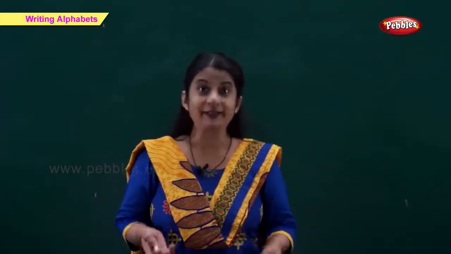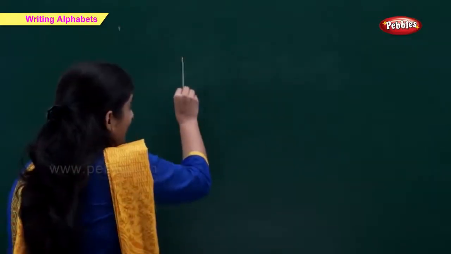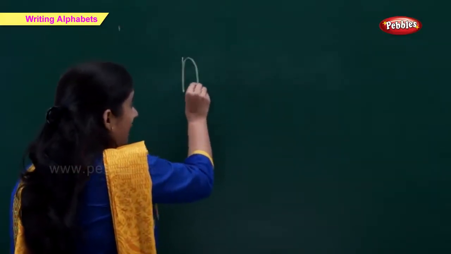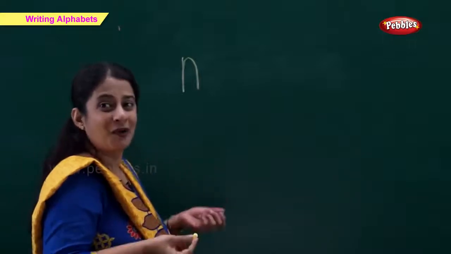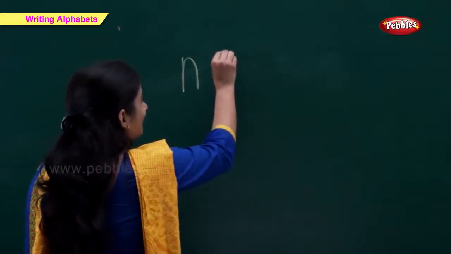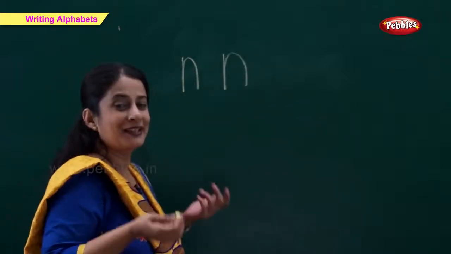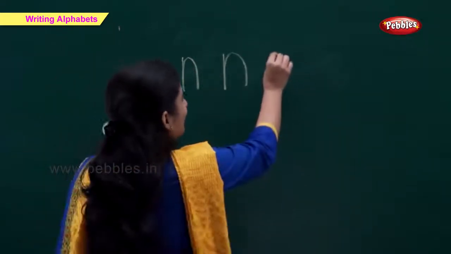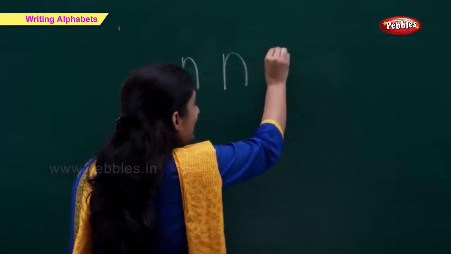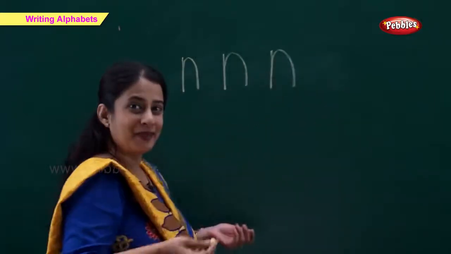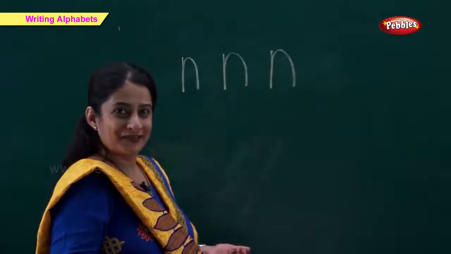Now we will write N. Small n. Standing line with one curve makes small n. Again, standing line with one curve makes small n.